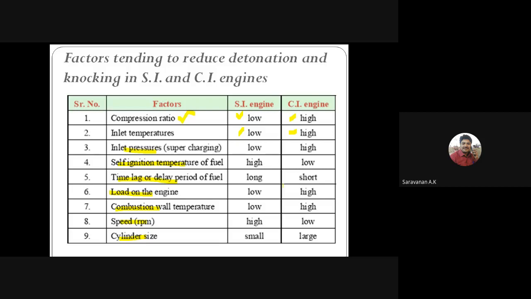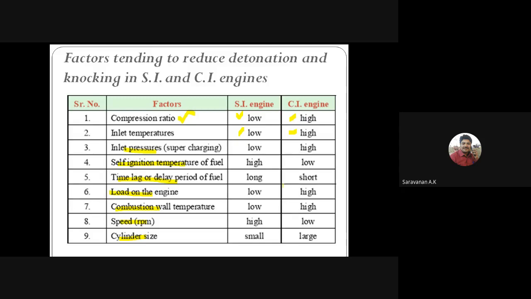For the inlet pressure, the SI engine is low and the CI engine is high, and for the self-ignition temperature of fuel, for the SI engine it will be high, and for the diesel engine it will be low. Then the time delay period is longer in the SI engine, and in the CI engine it is shorter. The load of the engine for the petrol or gasoline engine, that is the SI engine, will be low, and for the CI engine it will be high.